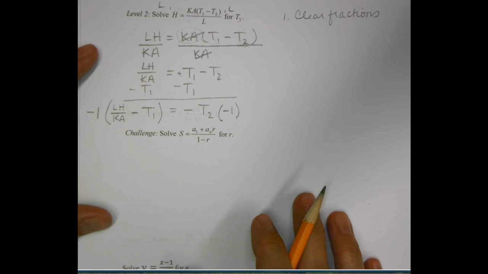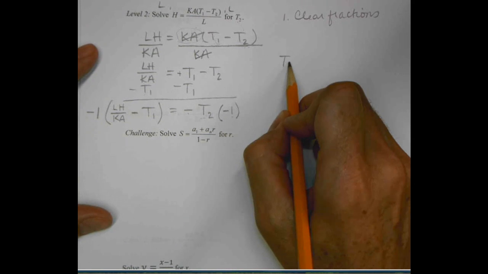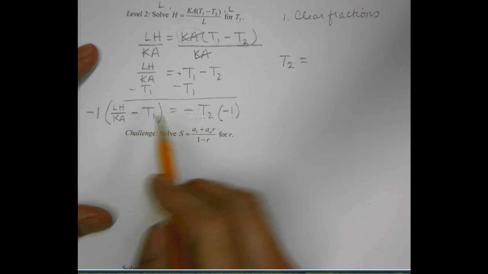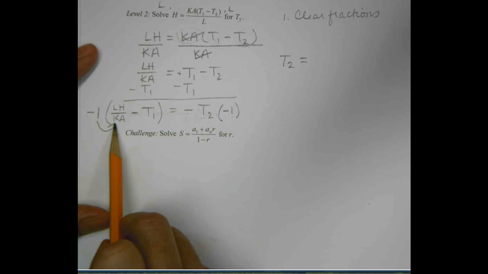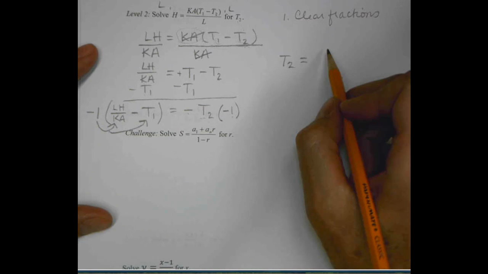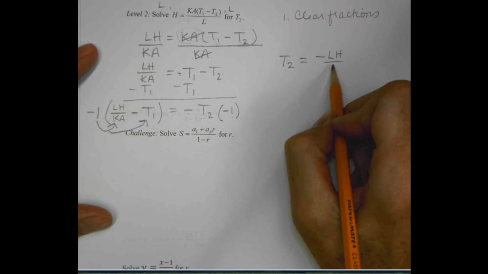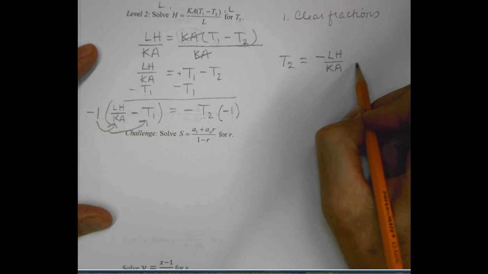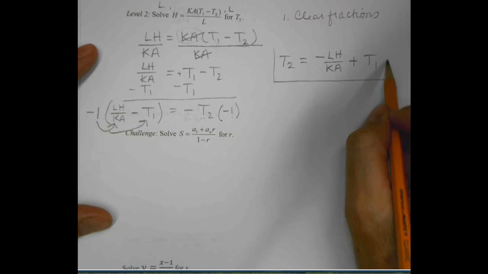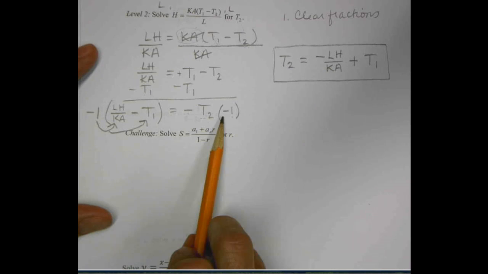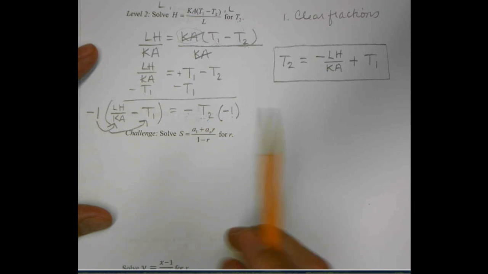And when I multiply the left hand side by a negative 1, I end up with just a t sub 2. And on the right hand side, if I go ahead and distribute the negative 1 inside the parentheses, I will have negative LH over Ka plus t sub 1. And I do definitely need to multiply both sides by that negative so that I can get a positive t sub 2 for my answer.